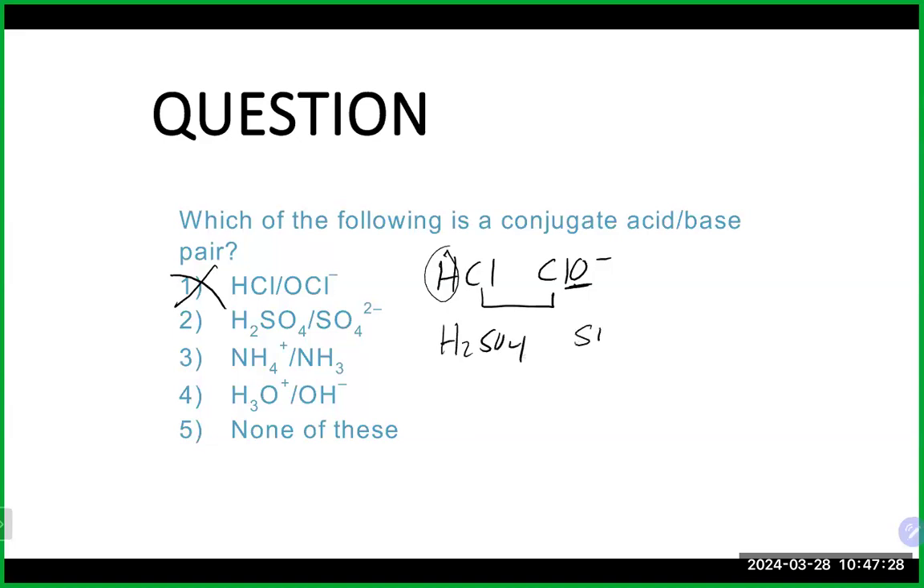How about H2SO4 and SO4 2 minus? Are they pairs? They are not pairs. The difference here is 2 H pluses, right? And that would not make them pairs, even though they are related to each other. But that is too far to make them that acid conjugate base pair.